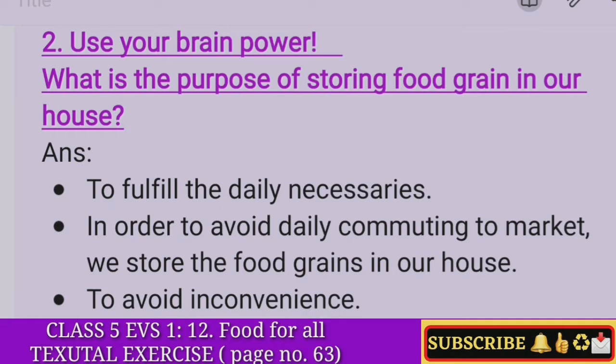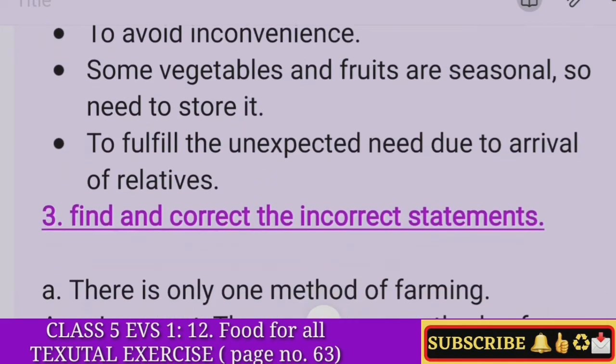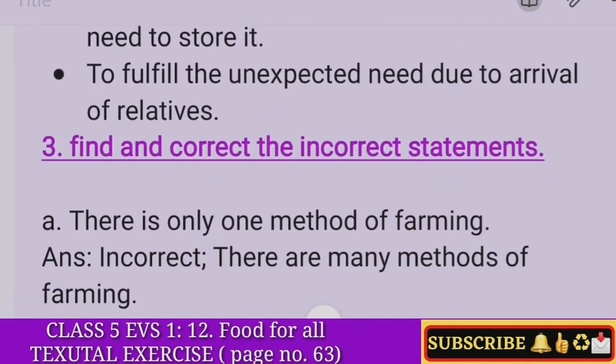Question second, use your brain power. What is the purpose of storing food grain in our house? Answer, to fulfill the daily necessaries. In order to avoid daily commuting to market, we store the food grains in our house. To avoid inconvenience, some vegetables and fruits are seasonal, so need to store it. The last one, to fulfill the unexpected need due to arrival of relatives.